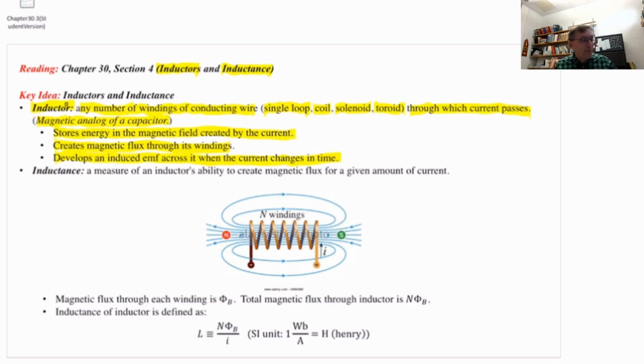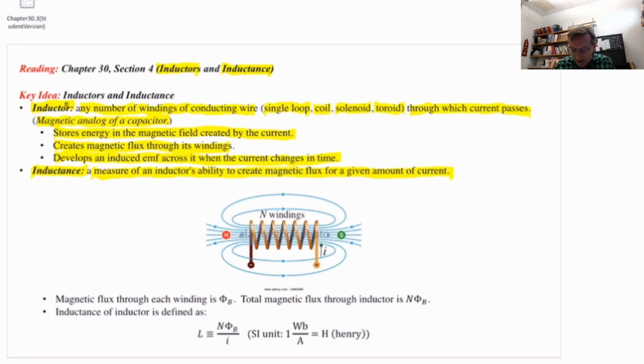Now, an important property of an inductor is called its inductance. That's the property. Just like there's a capacitor, that's the thing, and its property is capacitance, now we have an inductor, that's the thing, and its property is inductance. And what is inductance? It's a measure of an inductor's ability to create magnetic flux for a given amount of current. So this drawing below shows a simple representation of an inductor.